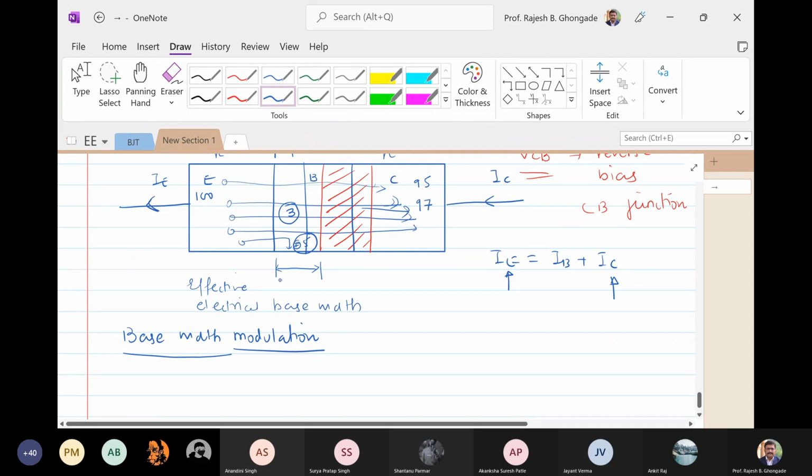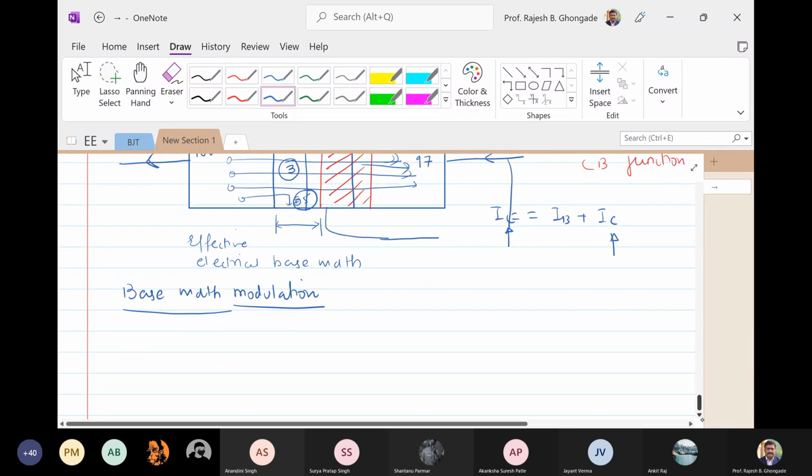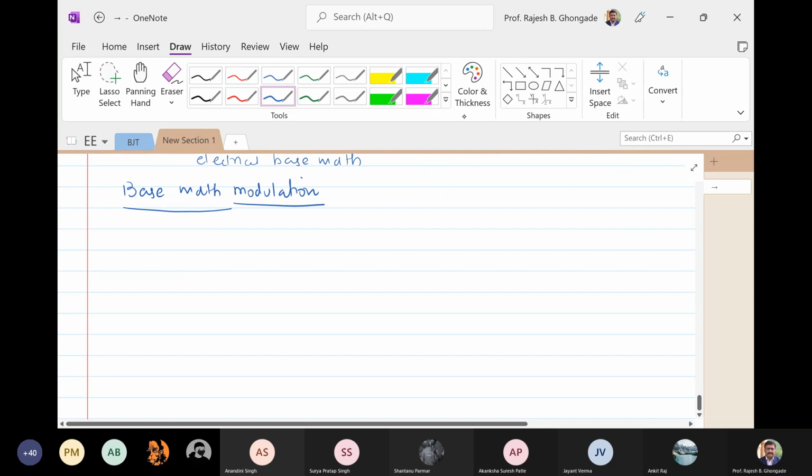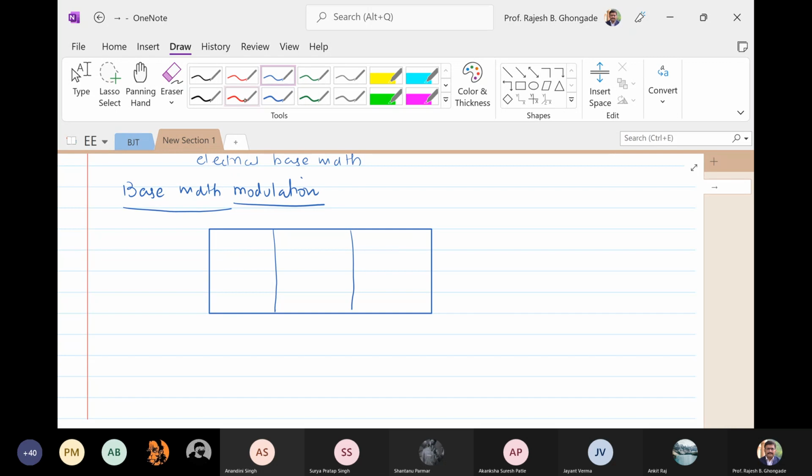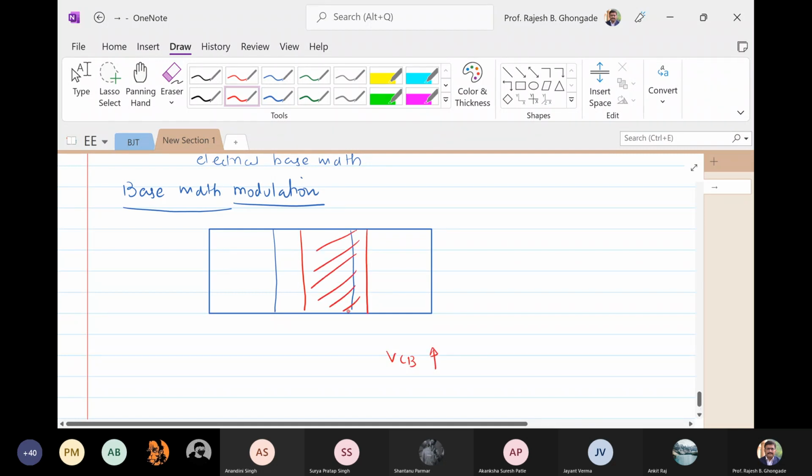अभी बेस विड्थ कैसे बढ़ेगा या सॉरी बेस विड्थ कैसे कम होगा? If I make the collector base junction more and more reverse bias, what will happen to the base width, electrical base width? It will reduce. तो मैंने अभी रिवर्स बायस और बढ़ा दिया है, यानी VCB बढ़ा दिया है. तो इसका डिप्लीशन रीजन बढ़ गया तो ये इफेक्टिव बेस विड्थ कम हो गया.